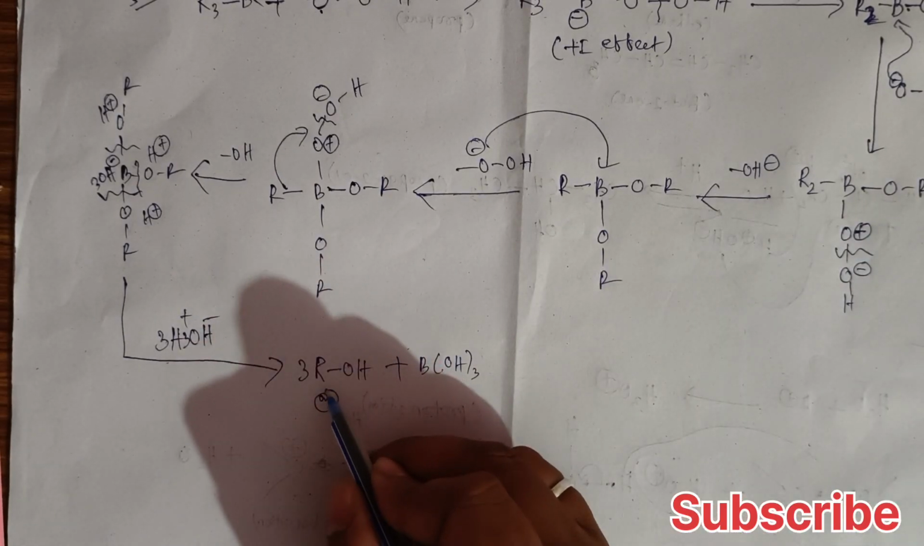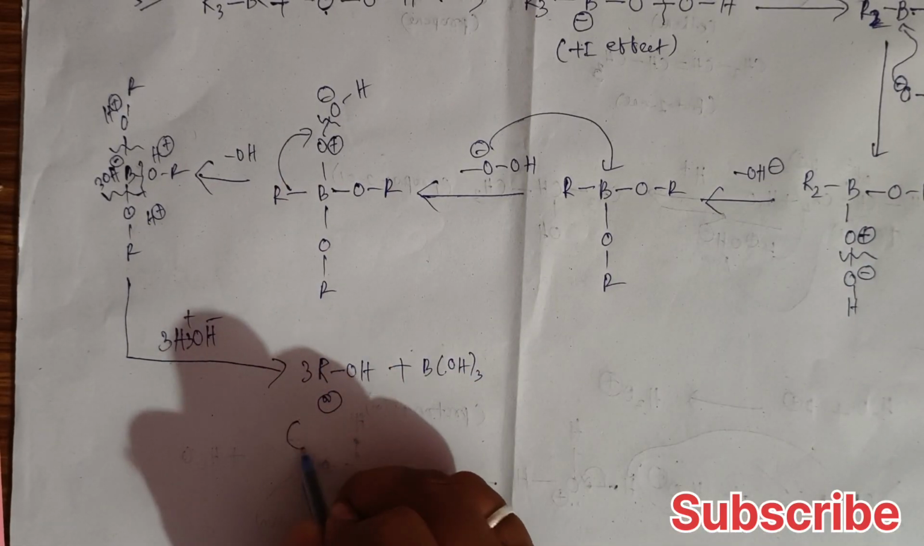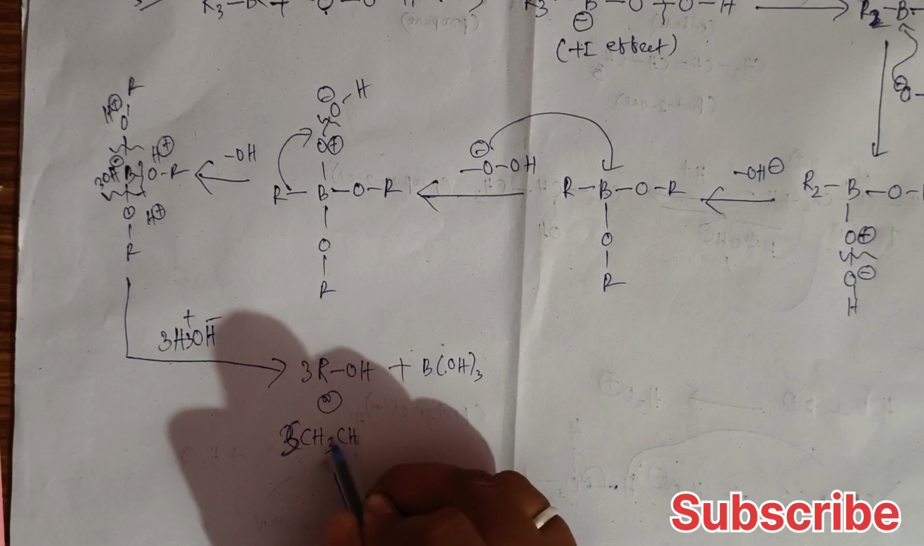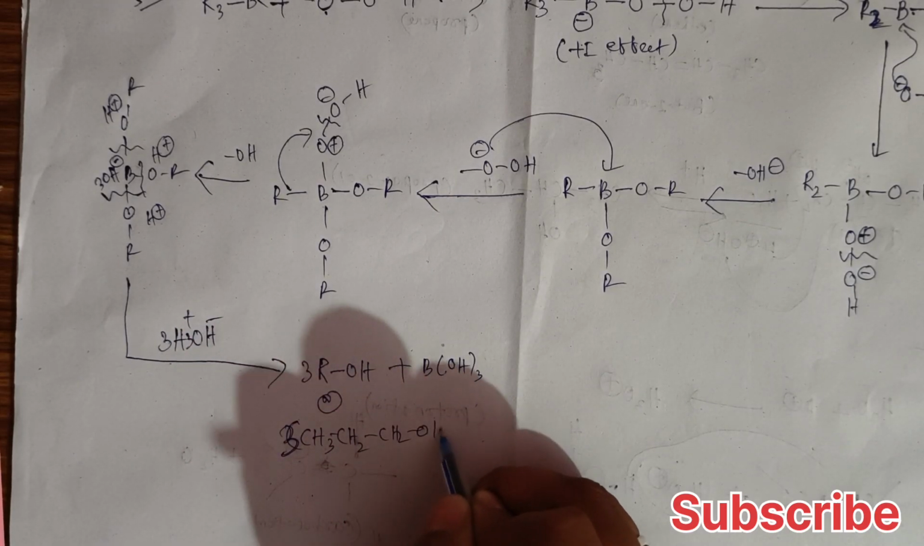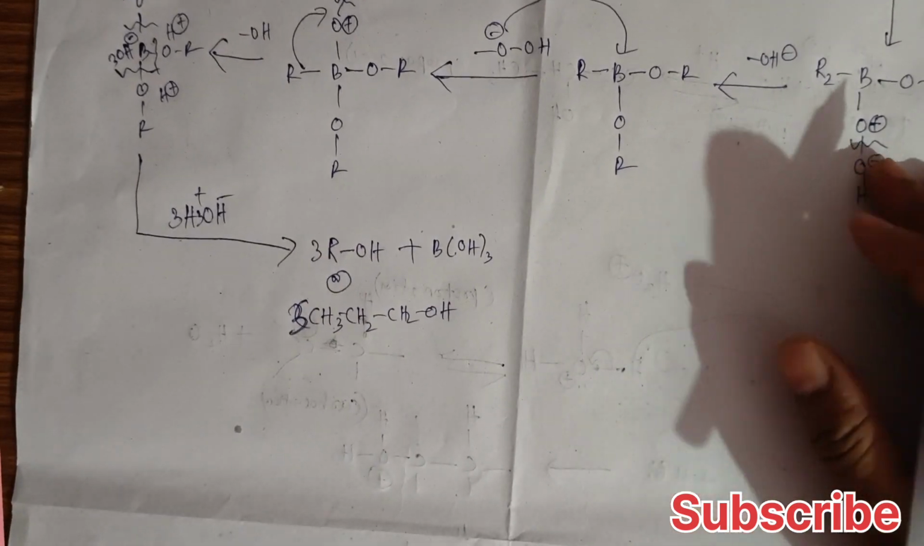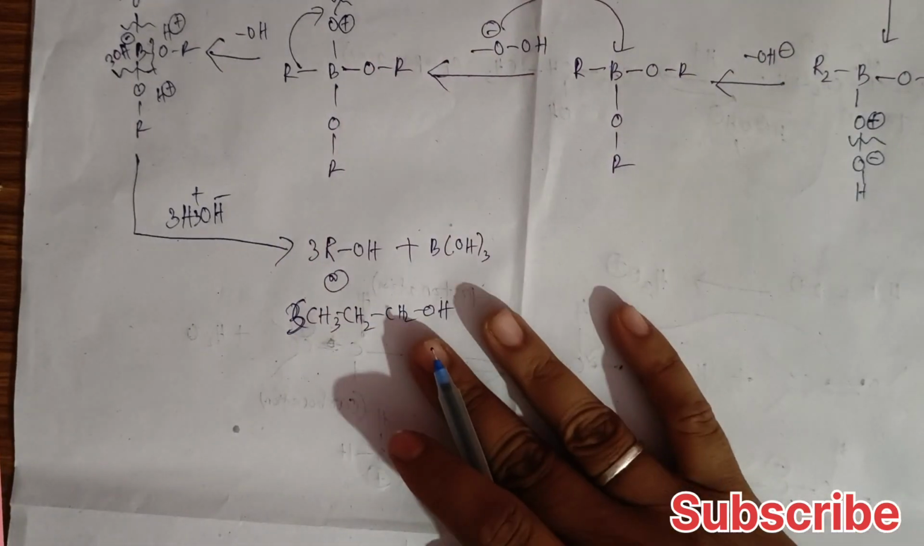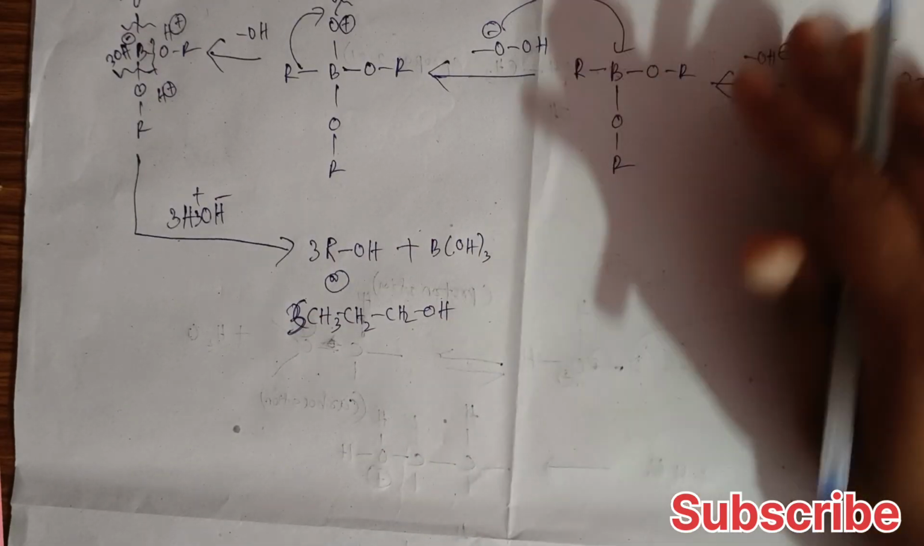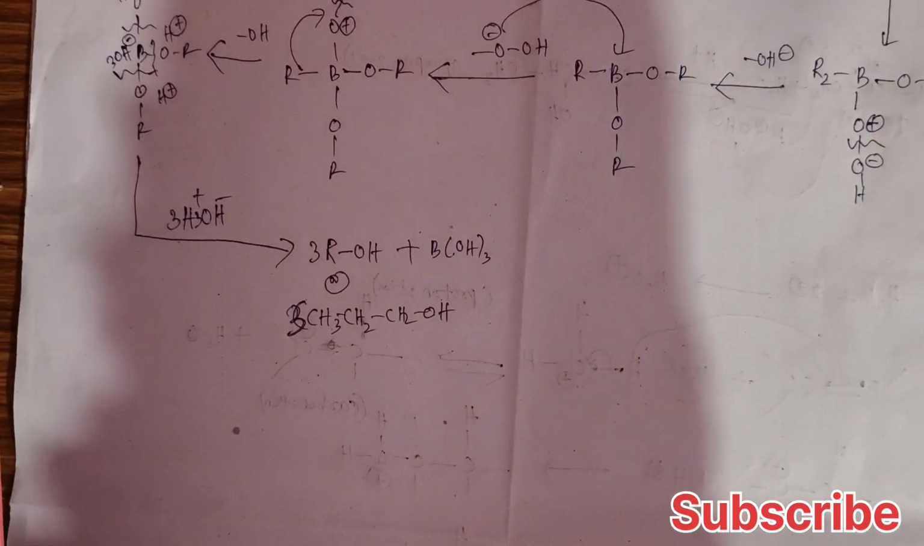By putting the R value here, that is propyl, we will get 3 CH3, CH2, CH2OH. That means propanol will be obtained. So the main product is our propanol. I hope it is clear to all of you. This is our mechanism of hydroboration and oxidation. I hope it is clear to all of you.